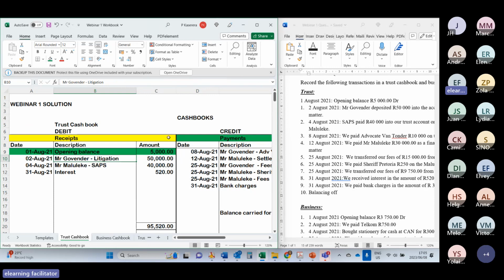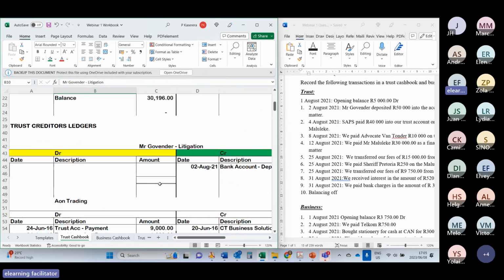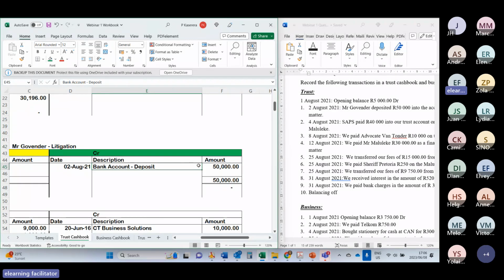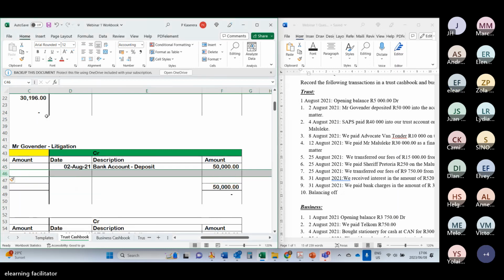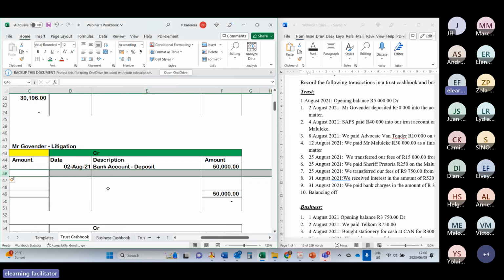So this is our trust cash book. It is our bank account. And then when we come this side, this is Mr. Govender, and we post on the opposite side. He's our creditor. We haven't done much for him until we are told of the next instructions. We've got 50,000 in the trust account for him. So this is the interpretation.